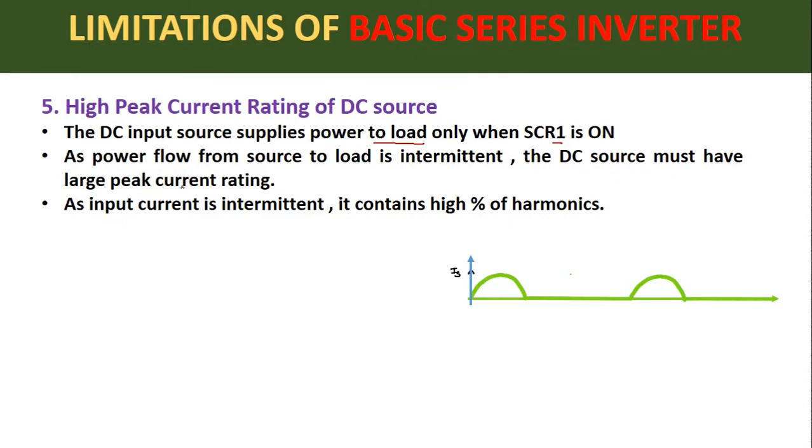The DC source must have large peak current rating. Because of this, the input current is intermittent in this basic series inverter circuit. That means only when the S1 SCR is in the on condition will we get the source current or input current. When this S1 SCR goes into the off condition, the source current will be equal to 0. That means the source current will be discontinuous in this basic series inverter circuit. Because of this, the source current waveform contains a high percentage of harmonics, as you can see in this waveform here. So these are 5 limitations of the basic series inverter circuit.